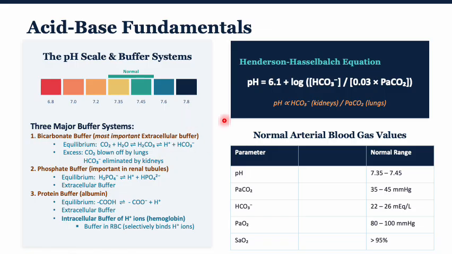And I know this slide is very busy, however, it kind of summarizes the previous slides. Again, you have your pH. It should be normal between 7.35 and 7.45. You have the Henderson-Hasselbalch equation that helps you come up with how you derive the pH.